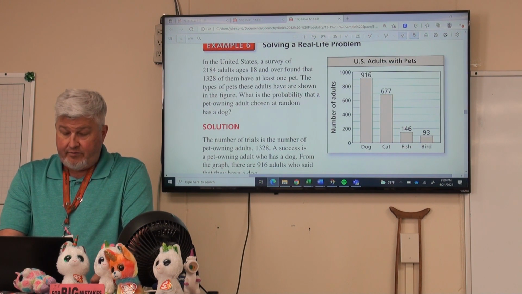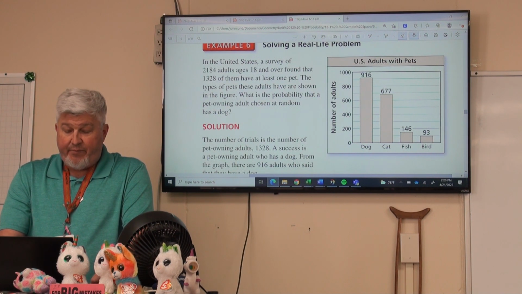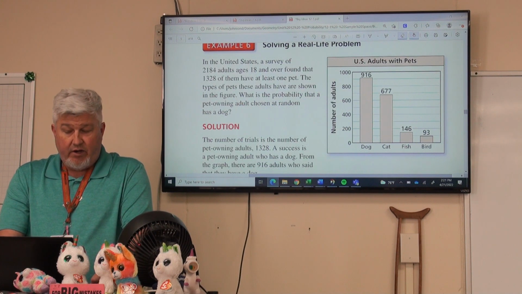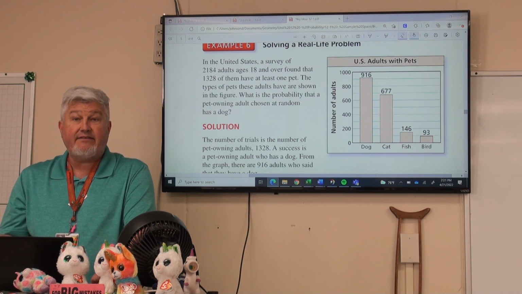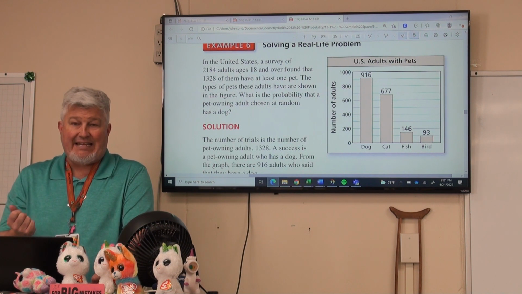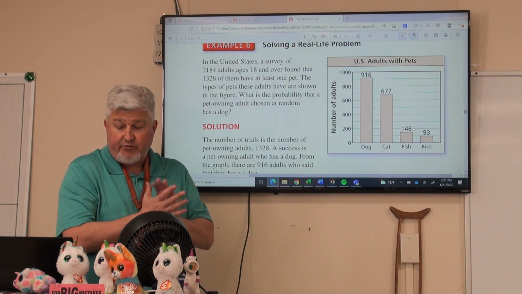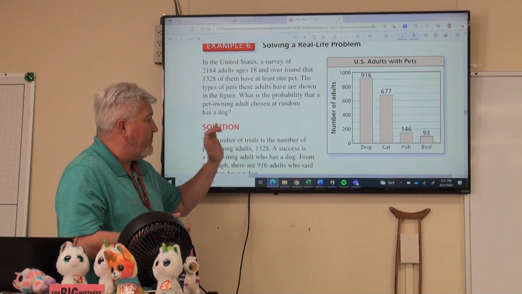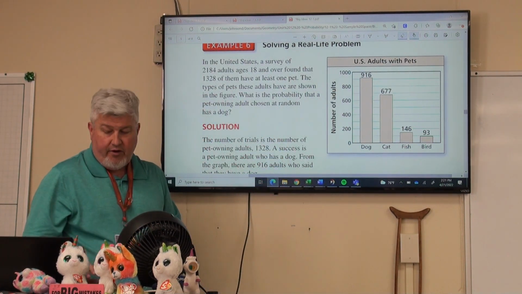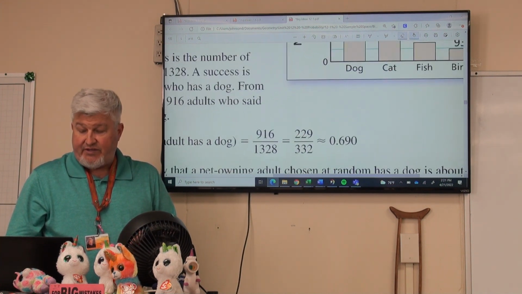So, we look here, the number of trials is the number of pet-owning adults, 1,328. What is the probability that a pet-owning adult chosen at random has a dog? Well, of those 1,328, how many had a dog? 916. 916 had a dog. So if you're choosing just the pet-owning adults of 1,328, the probability of them having a dog would be 916 over 1,328, which they reduced down to about 69%.